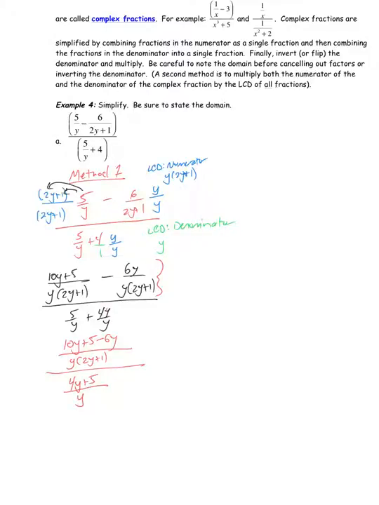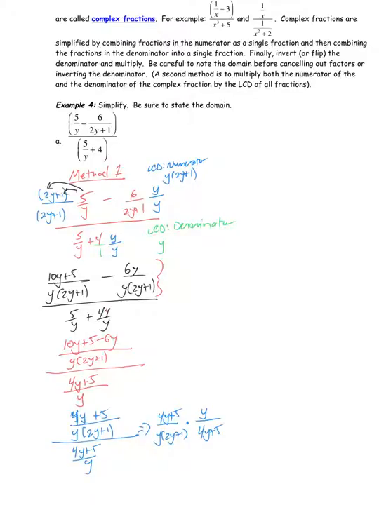Let's combine like terms in the numerator. So we have 10y plus 5 minus 6y, which is going to give us 4y plus 5 over y times 2y plus 1. That's the numerator. And the denominator is 4y plus 5 over y. Now we're dividing two fractions, so in order to simplify that, we flip the denominator and multiply. So the numerator is 4y plus 5 over y times 2y plus 1. Flipping the denominator and multiplying, we get times y over 4y plus 5.